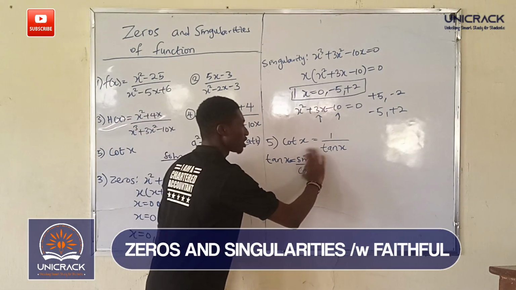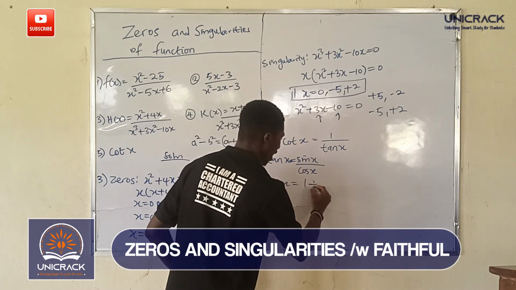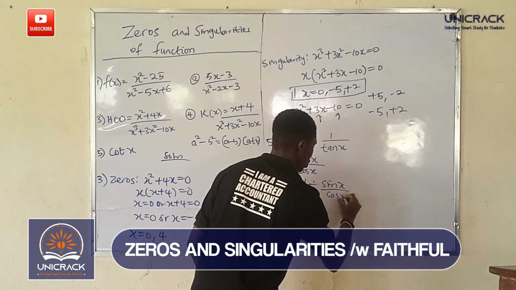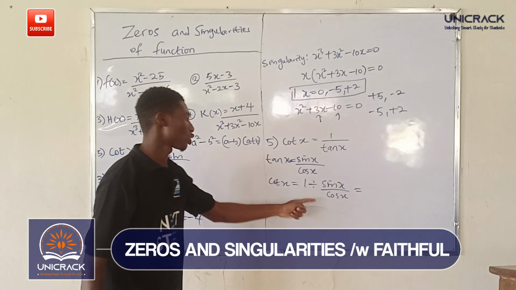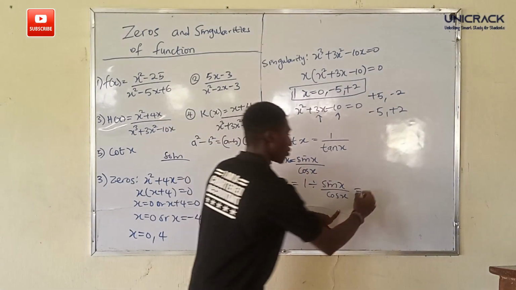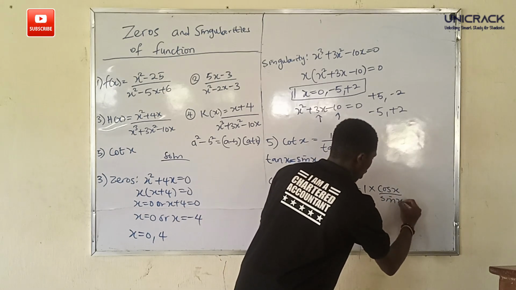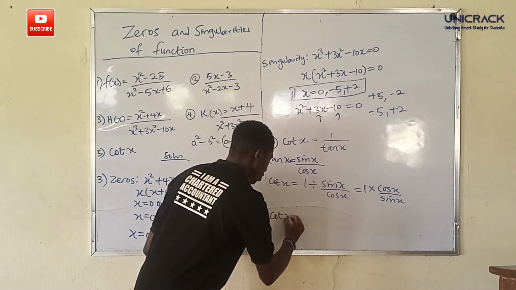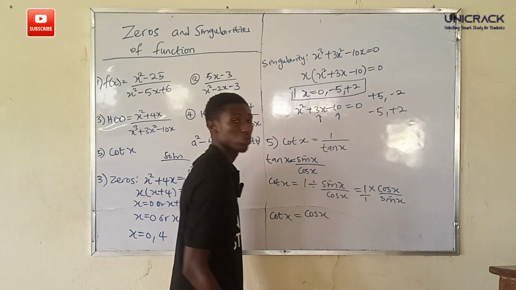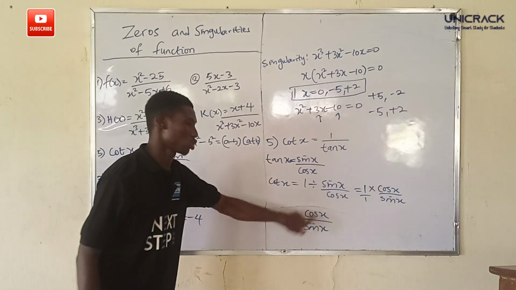Replacing this inside here, we can have that cot x is equal to 1 divided by sine x over cos x. To change this division sign to a multiplication sign, we carry the denominator to the numerator and the numerator back to the denominator. We'll have 1 multiplied by cos of x over sine of x. Therefore, cot x is equal to cos x over sine of x. This is your cot x.